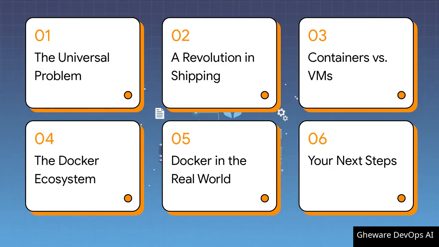So, here's our game plan. First, we're going to really unpack that universal problem. Then, we'll use a fantastic real-world analogy to help it all make sense. After that, we'll stack up containers against something you might have heard of: virtual machines. We'll look at the key parts of the Docker ecosystem, see how it's used every day, and then we'll finish up with where you can go from here.